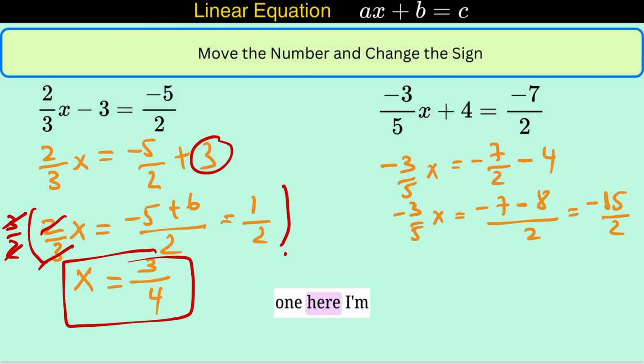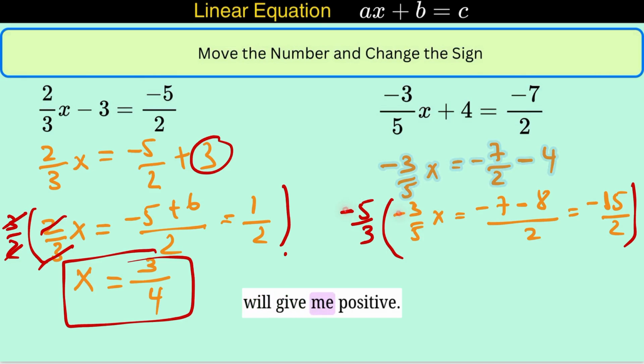Now, this one here, I'm going to multiply the whole thing by the opposite of this. The opposite, like we did in here. The opposite is like this, 5/3. But remember, you need to put a negative in here. Why? Because if you don't multiply by a -1, you're going to get a negative at the end. So negative times negative will give me positive. So this will go away, this will go away. I'm going to end up with x is equal to -15/2.